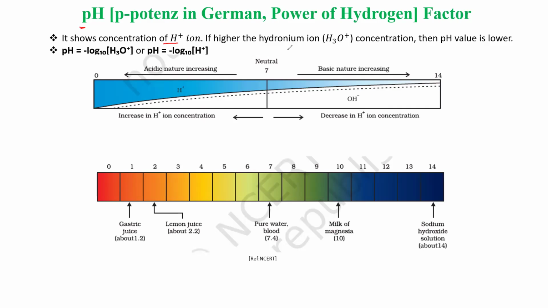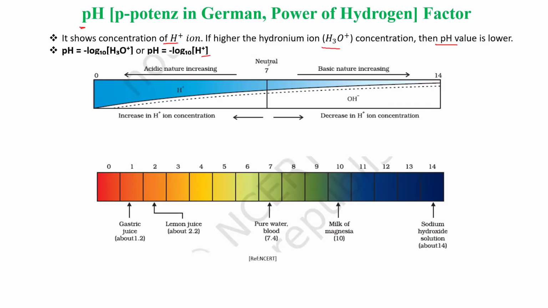We have seen earlier that hydrogen ion formation takes place and it reacts with water to form the hydronium ion. If you have a higher value of hydronium ion, then it lowers the pH value, since pH is the concentration of the hydrogen ion. pH is given as minus log base 10 of the hydronium ion concentration, or it can also be calculated as pH equals minus log base 10 of the hydrogen ion concentration.